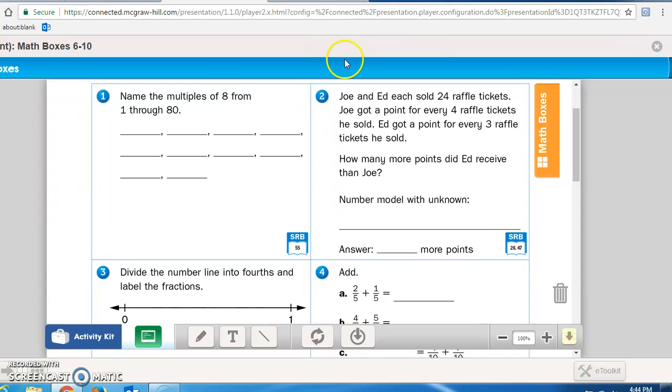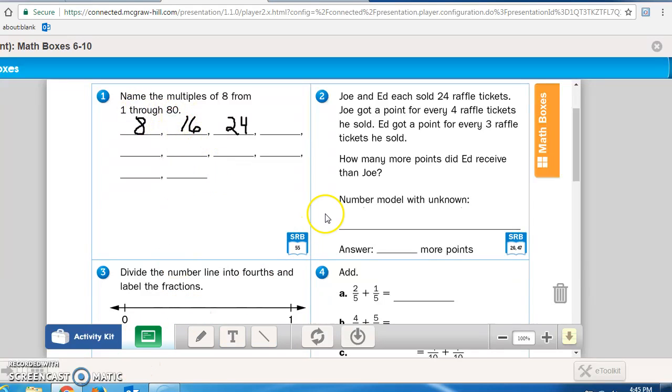It says, name the multiples of 8 from 1 through 80. Wow, this should be a quick review for you. If it's multiples of 8, you should know right away the first number you start with is 8, because 1 times 8 is 8. 2 times 8 is 16. 3 times 8 is 24. Finish writing the rest of the multiples up through 80.